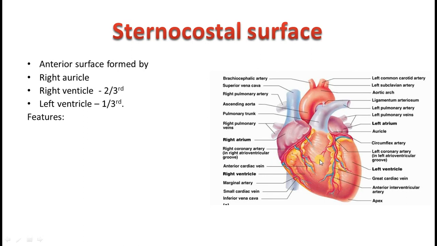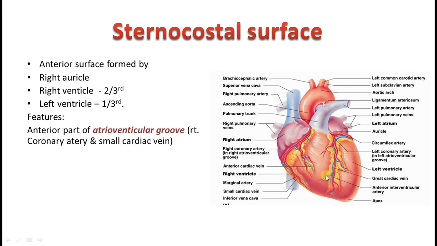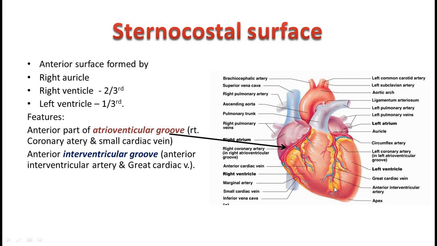Then mainly you see between the two ventricles the anterior part of the interventricular groove. So first is the atrioventricular groove, which I have described, which contains the right coronary artery and the small cardiac vein. Next is the anterior interventricular groove, which contains the anterior interventricular branch of the left coronary artery and the great cardiac vein. These two things mainly you come across in the sternocostal surface.